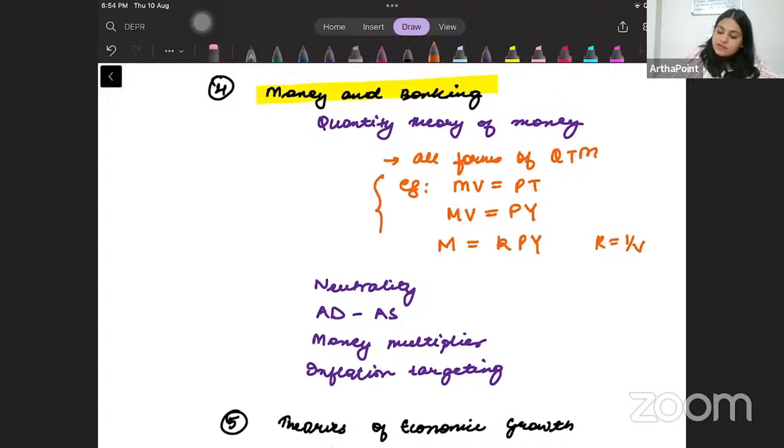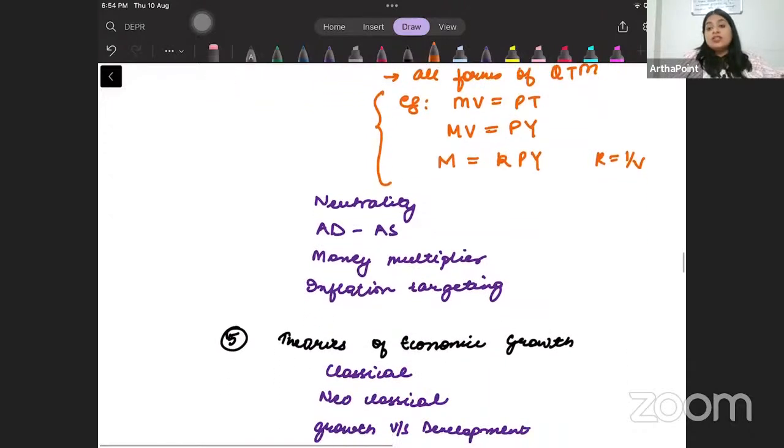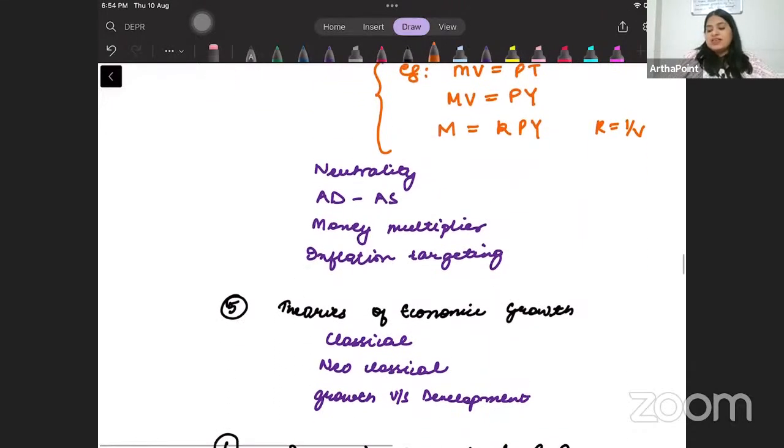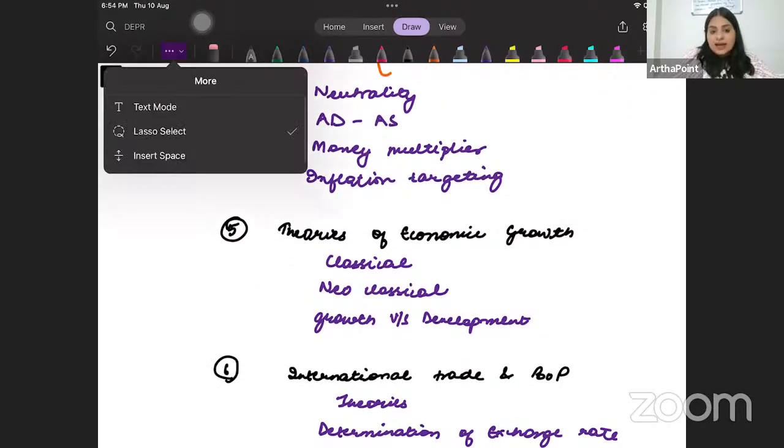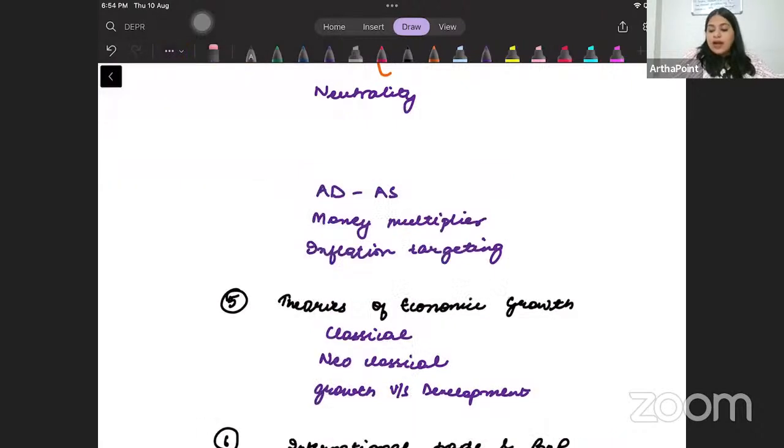So all these forms, who gave what and what is their significance, you should be aware about. There are multiple, so you should be aware about all of those. Then you should be aware about the neutrality. And when I talk about neutrality, which school of thought talks about neutrality, you should be aware about that also.